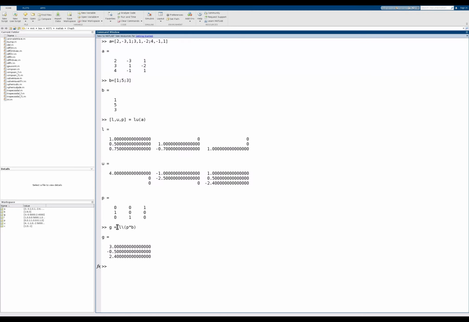Having done that, now we can use the same kind of shorthand to figure out X. X would be equal to, now remember, X is the solution of U times X equals G. So again, we want to left divide the G vector by the U matrix. So use that shorthand again: U left divided into G that we just figured out, and there's our solution for X. So it worked.